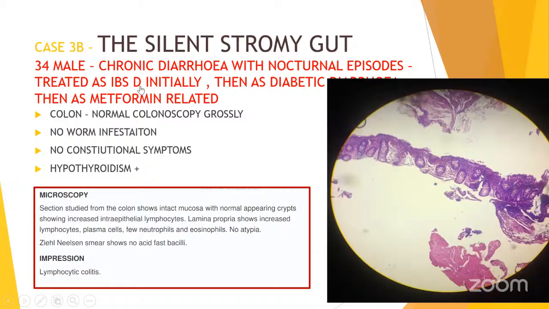He was treated as IBS-D initially, and then he became diabetic and it was thought to be metformin related. The colon was normal grossly, and there was no worm infestation and no constitutional symptoms, but he had hypothyroidism. Since he had more than one organ system involvement, I took a biopsy from the colon and it came as lymphocytic colitis. So we started him on steroids with mesalamine and his symptoms totally waned off. The take home message is, whenever someone has hypothyroidism with chronic diarrhea, even with a normal colonoscopy, he warrants a luminal, mucosal biopsy.